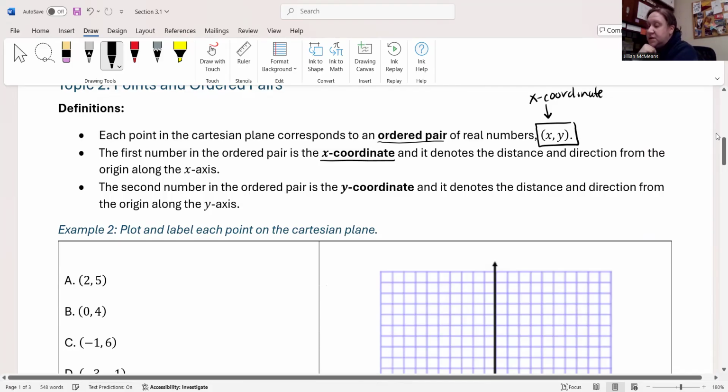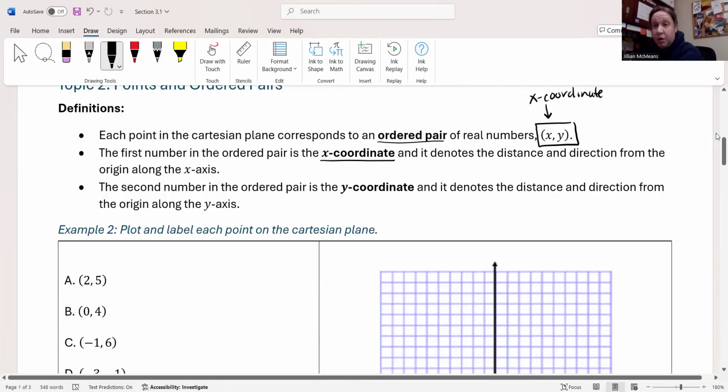And it denotes the distance and direction from the origin along the x-axis. So if I have a negative x coordinate, that tells me from the origin I would go to the left, okay? If I have a positive x coordinate, that tells me from the origin I'm going to the right, okay?